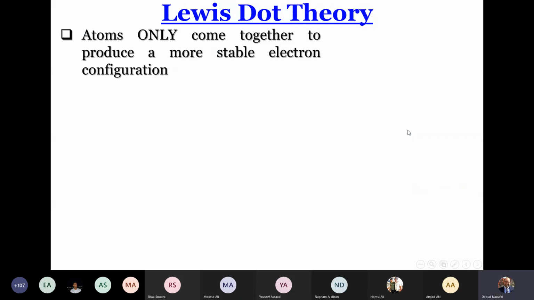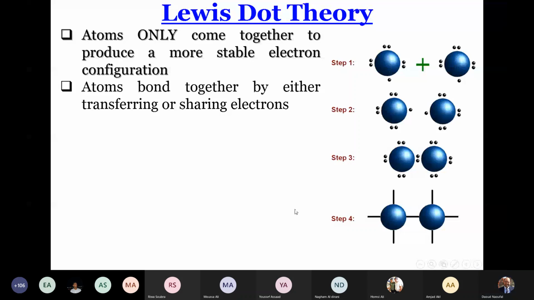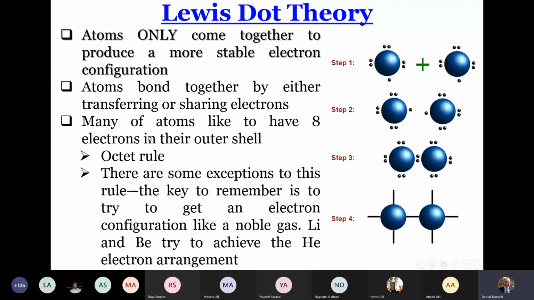Lewis dot theory. The atoms only come together to produce a more stable electronic configuration, which is the orbitals completely filled. We have 7 and 7. This is step 1. Step 2, the atoms bond together by transferring or sharing electrons. So we have 7, we need one more electron. These two atoms will share these 2 electrons.